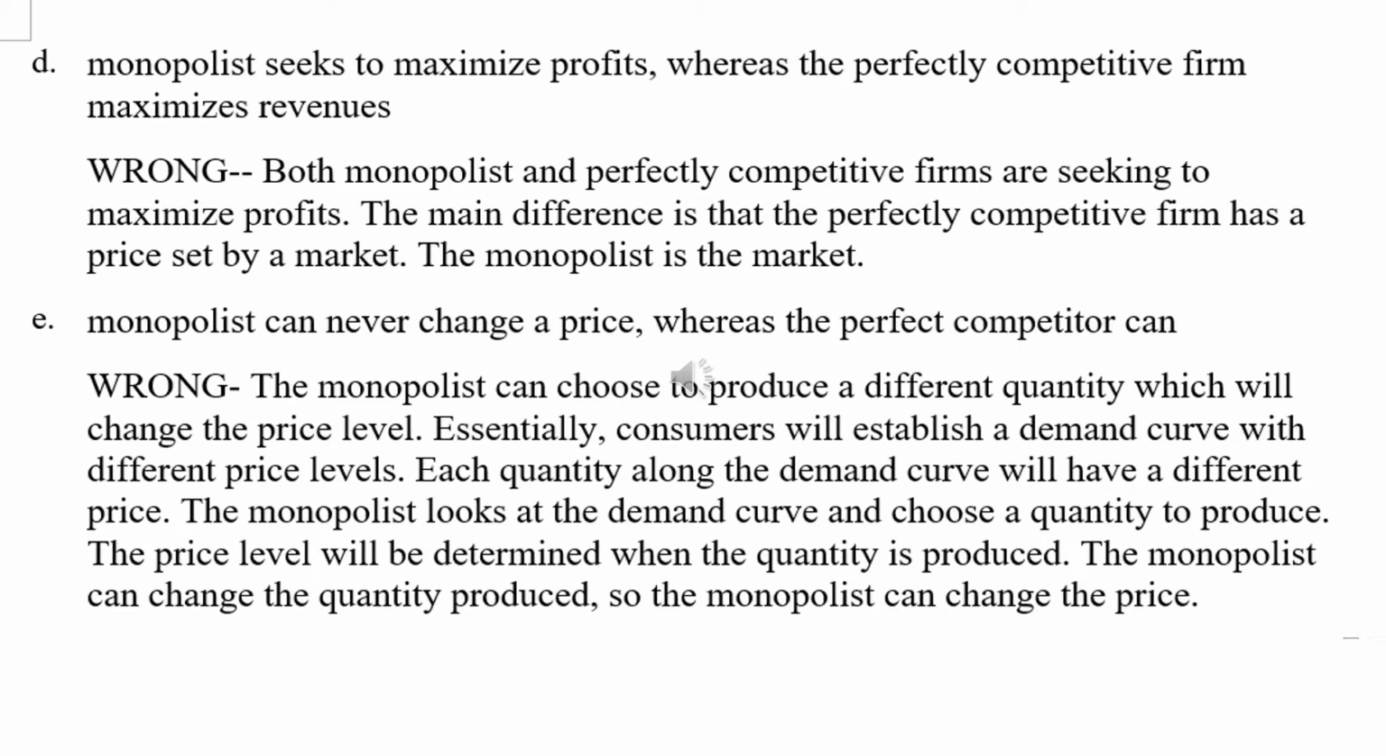E. Monopolists can never change a price, whereas the perfect competitor can. Wrong. The monopolist can choose to produce a different quantity which will change the price level. Essentially, consumers will establish a demand curve with different price levels. Each quantity along the demand curve will have a different price. The monopolist looks at the demand curve and chooses a quantity to produce. The price level will be determined when the quantity is actually produced. The monopolist can change the quantity produced, so the monopolist can change the price.